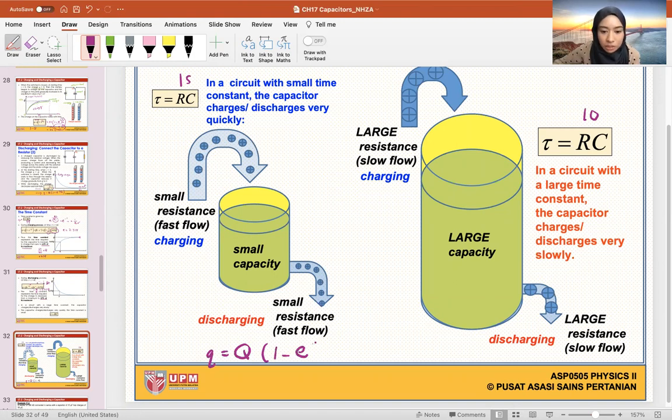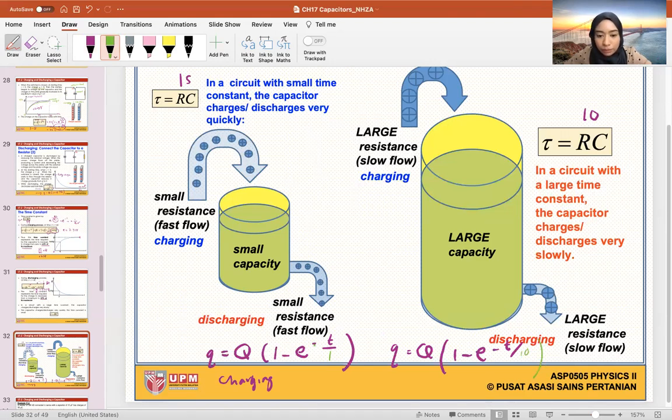So charging, when we have charging, this is the equation for charging. It is Q equals capital Q times 1 minus e to the minus t over RC. Now let's say we have an RC of 1 versus an RC of 10. So this is 1. This is Q equals Q times 1 minus e to the minus t over 10. So this is when the RC is greater. This guy is when the RC is smaller.